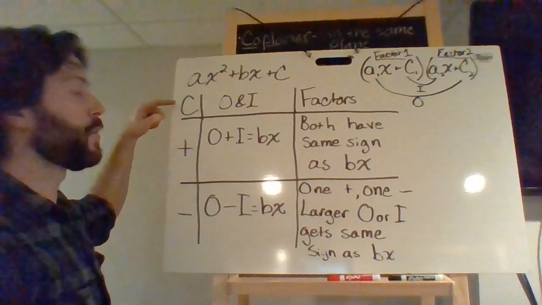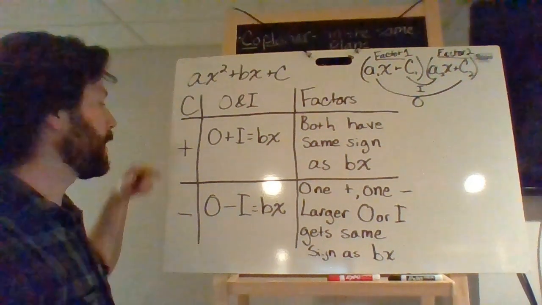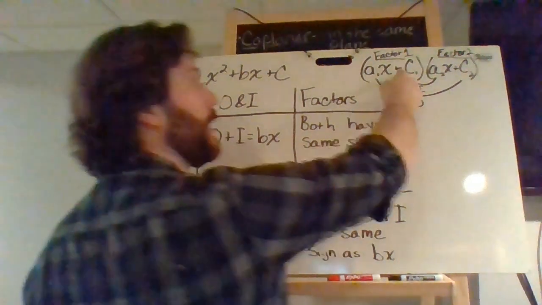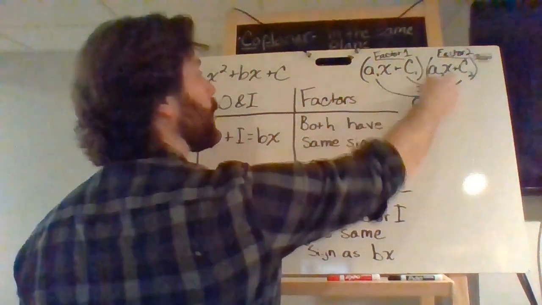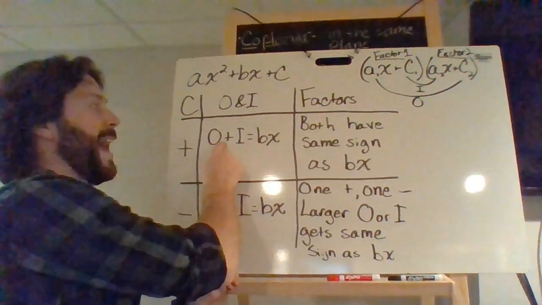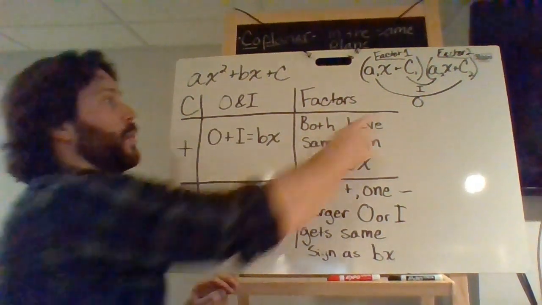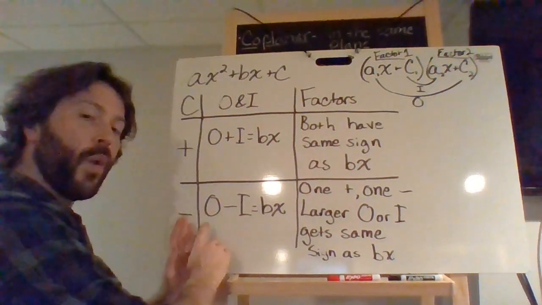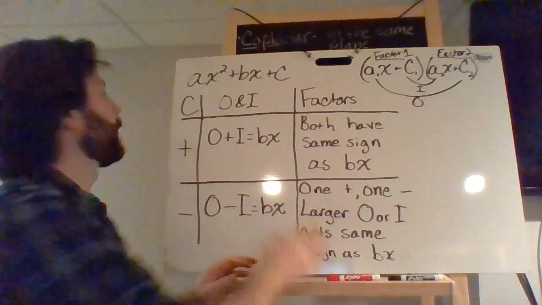What it all comes down to is C, this constant term that's all by itself. If C is positive or negative, that tells you pretty much everything else you need to know about how to factor. Now, these two numbers here, they have to multiply to give you C. So if these two multiply to give you C, and C is positive, your outers and your inners are going to add to give you bx. If your C term is negative, your outers and your inners are going to subtract to give you bx. Now I have O minus I. It might be the other way around. It depends on this next bit.